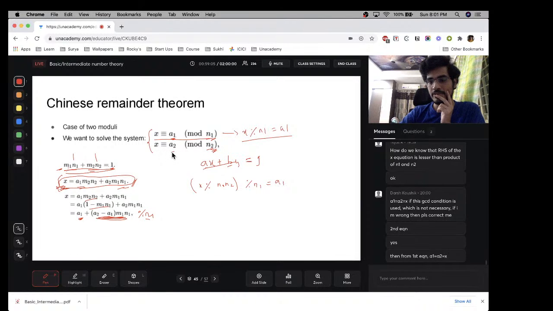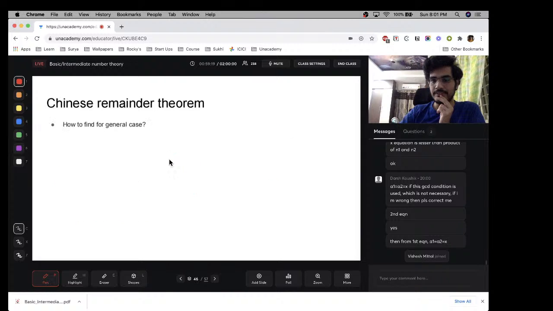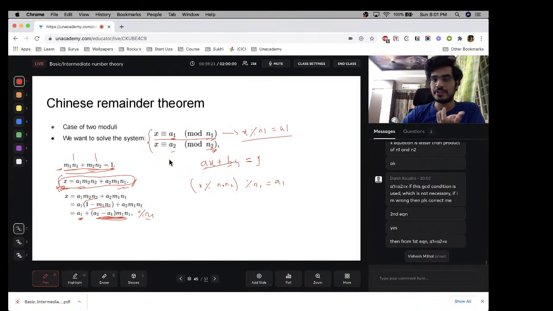Then from the first equation, a1 is equal to a2 is equal to x. No, a1 is not equal to a2. A1 can be different from a2. Let's go further. We just found out for two integers n1 and n2.